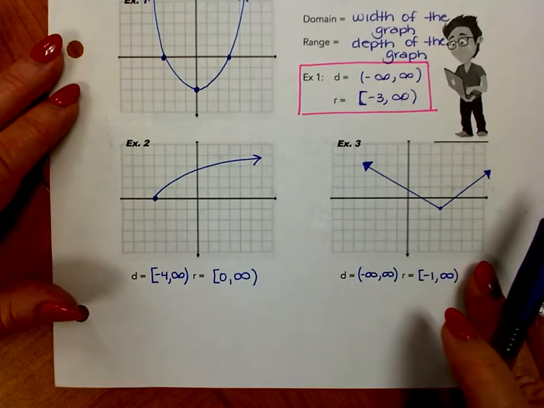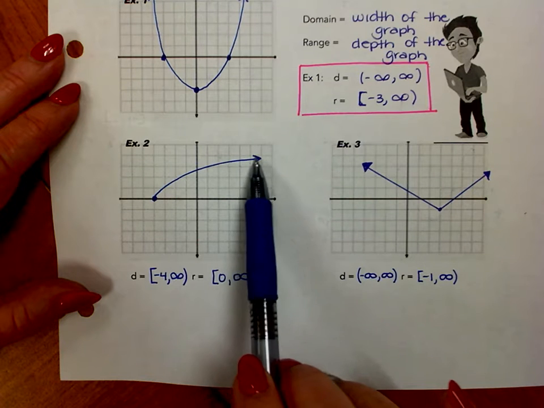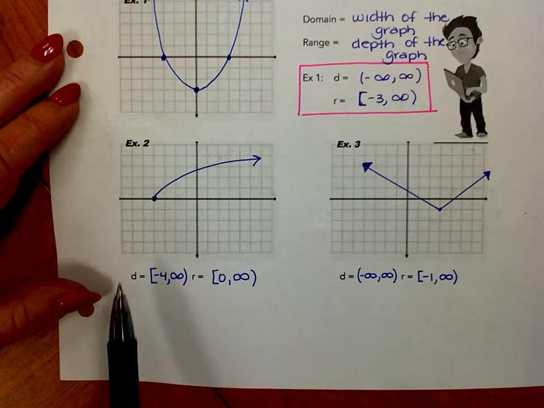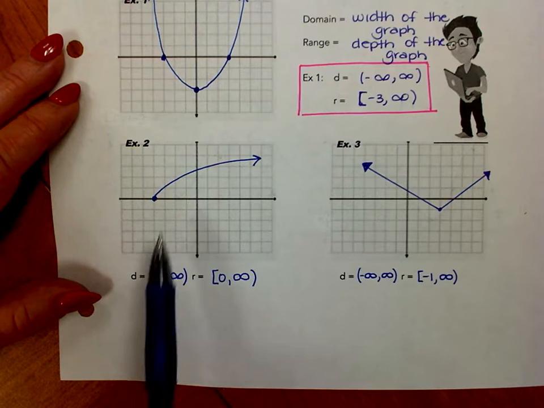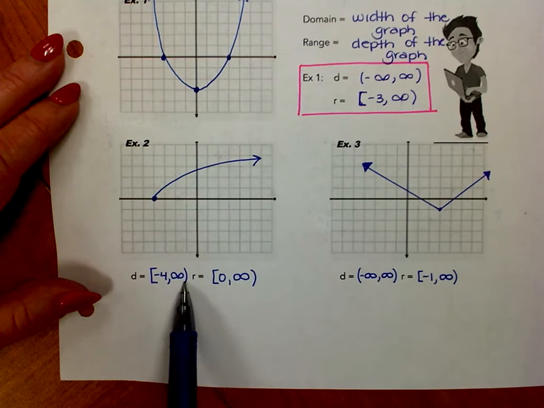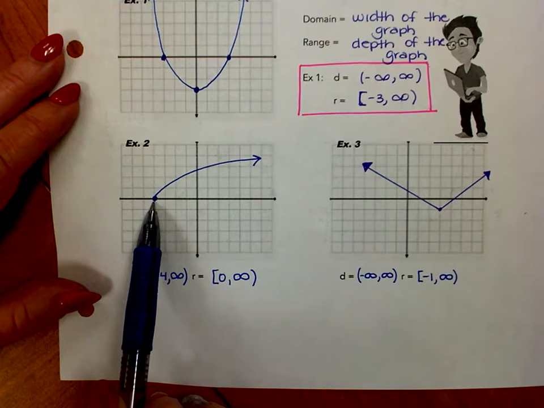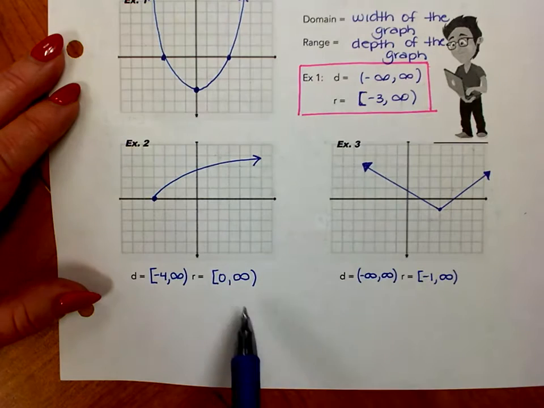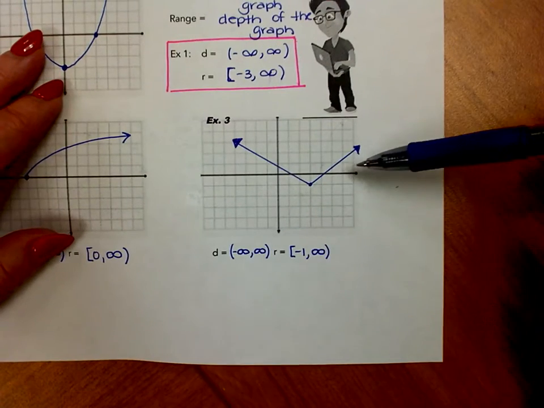Okay, for example 2, it starts right here and goes off this way in this direction infinitely. If we're talking about the width, it starts at negative 4, and that's a hard start, so it starts with a bracket, and then it goes to infinity, and so a parenthesis. And then with the range, it also starts here at 0, and then it's going to go up forever. It's going this way, but it'll still be going up. So again, another infinity.